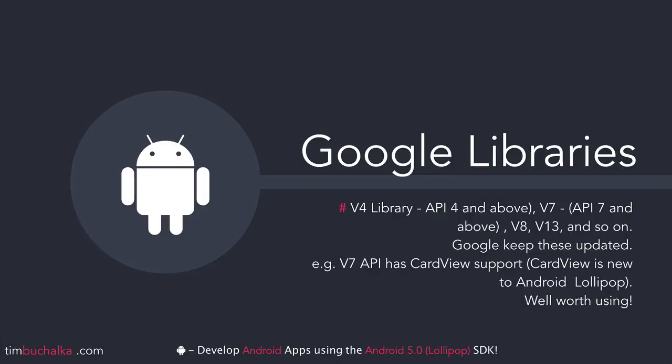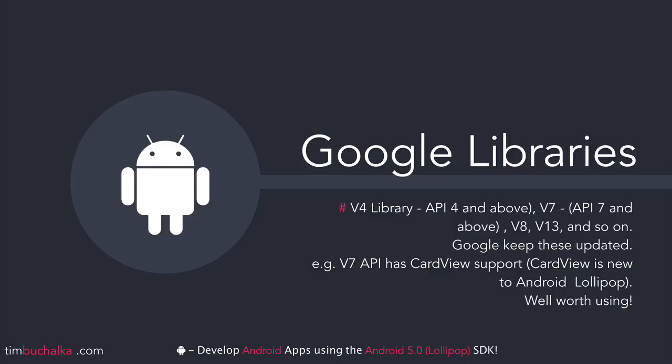Let's talk about a couple. Firstly, Google Libraries. The version 4 library that came out from Google supported API level 4 and above. So what that means is that they have provided support. If you're running a really, really old version of Android, and you use some of the functionality in a current version, and your app is supporting the functionality from the V4 library, it means those really old devices can still run your app.